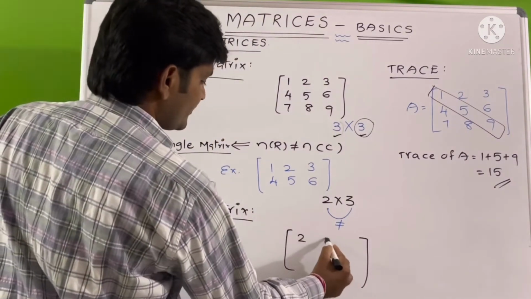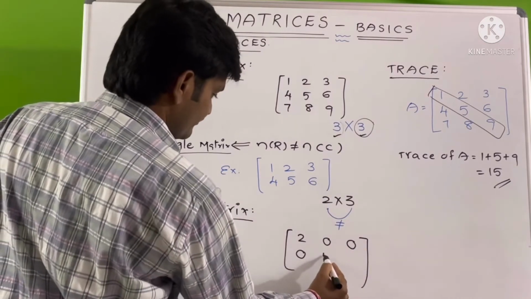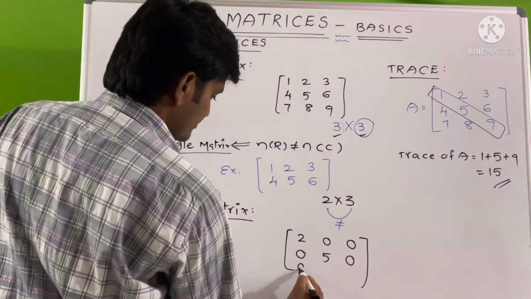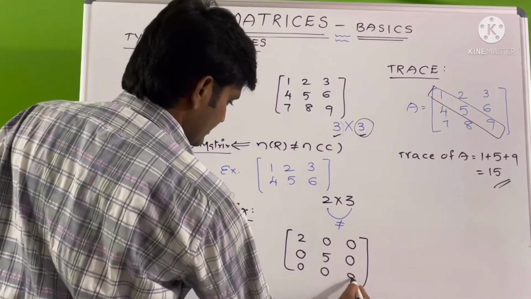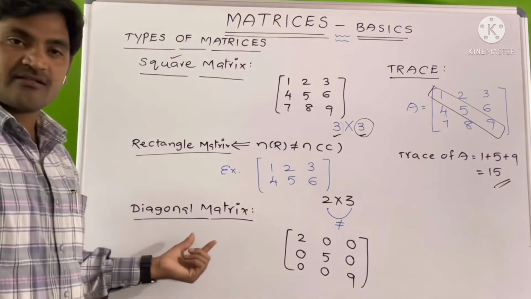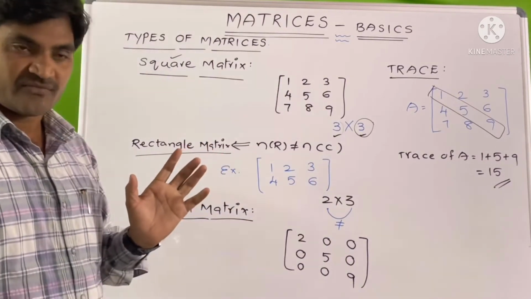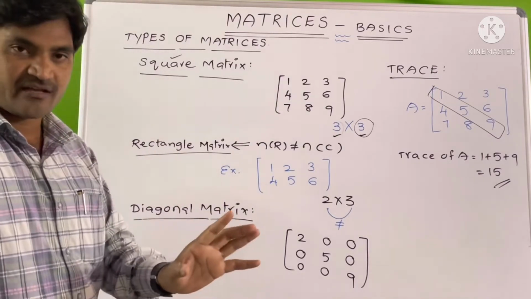2 0 0 0 5 0 0 0 9. So this is known as a diagonal matrix. What is the definition of diagonal matrix? What is the definition of diagonal matrix?